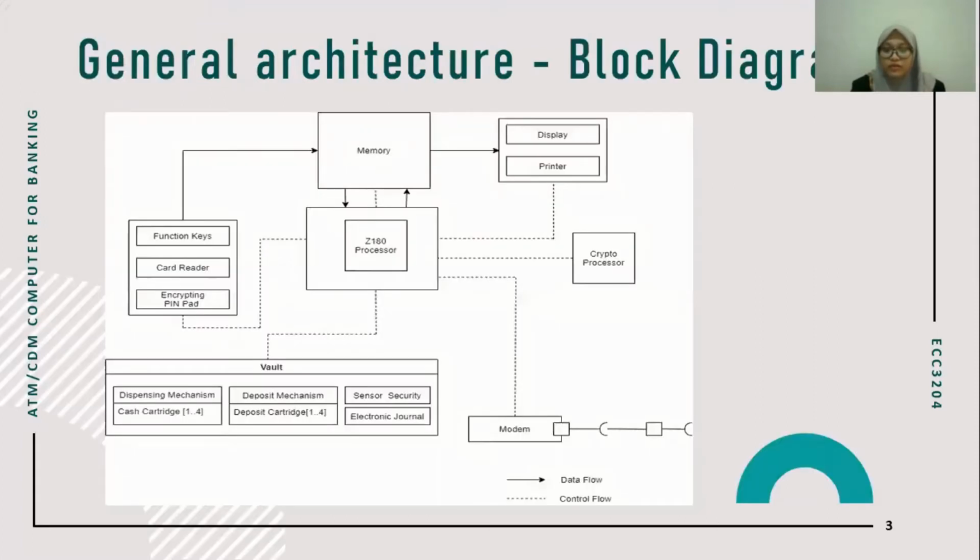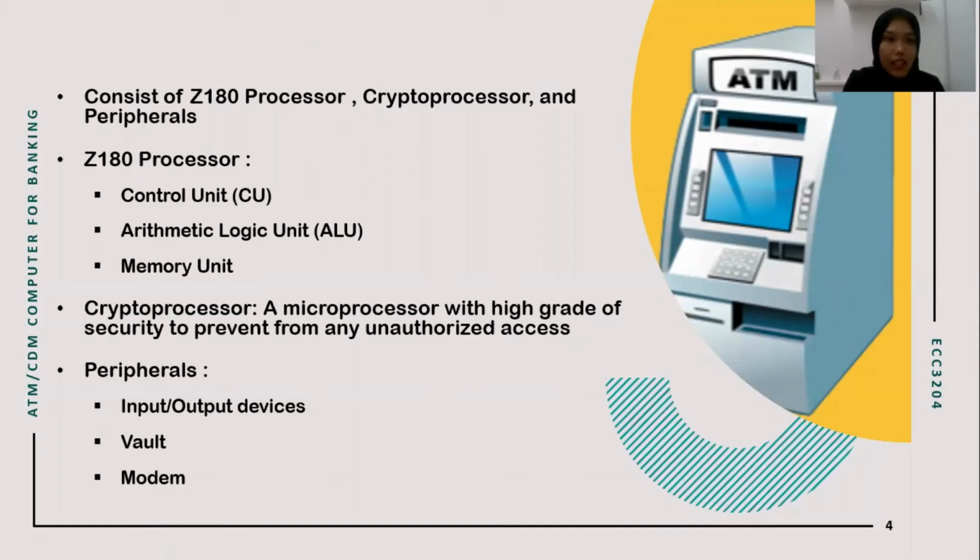Next, we will continue with general architecture by Nur Shamila. Next, I will present about the general architecture of the ATM. This is the block diagram. It consists of the Z180 processor, crypto processor, and peripherals. I will explain this by using the block diagram, the figure before.